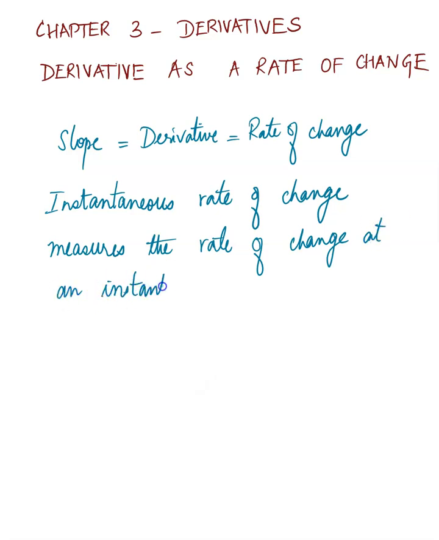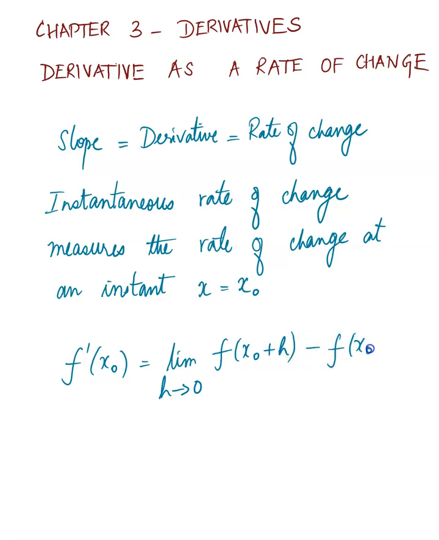And in math, when I say at an instant, then I'm giving a specific x value where x is specifically x naught. And this is what we saw previously. We said, well, derivative at a point would be f prime of x naught, which is the limit as h approaches 0, f of x naught plus h minus f of x naught all over h.